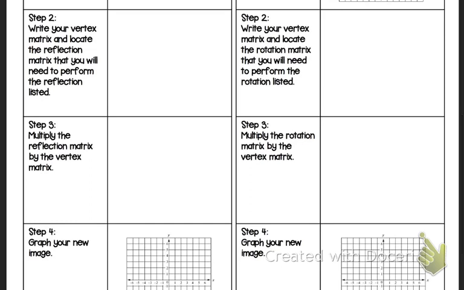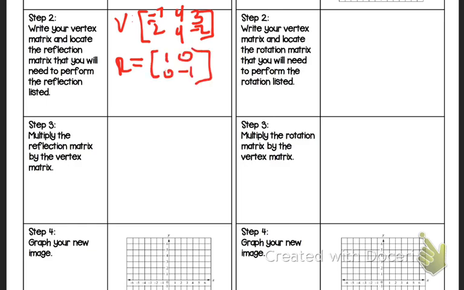Okay, so after you have it graphed, step 2 is to write the vertex matrix. So this time our vertex matrix is going to be 2 by 3 because we only have 3 vertices. So our vertex matrix first point is -1, 2. And then 4, 4. And then 3, -2. And then locate the reflection matrix that you want to use. So in this one we're reflecting it across the x-axis. So our reflection matrix, I'm going to call it R, is going to be 1, 0, 0, -1.